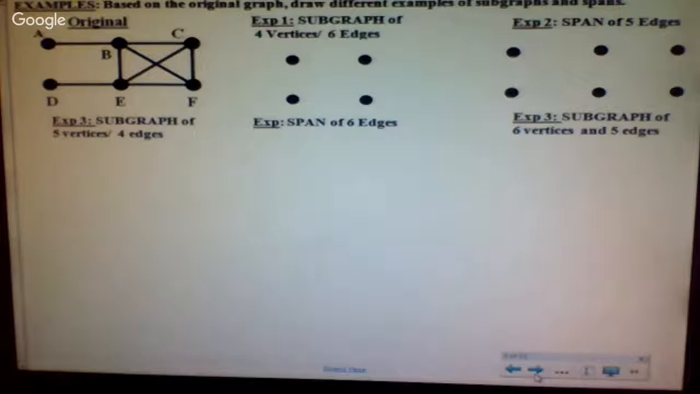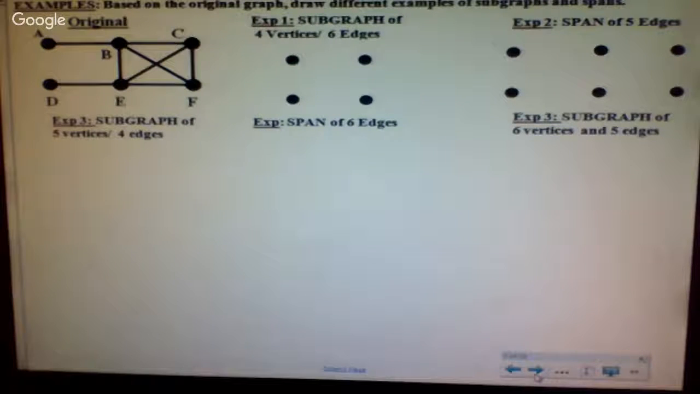Okay. So what we're going to do is we're now going to create some subgraphs and some spans. We're going to start with subgraphs, and we're going to do all the subgraphs. The subgraph is just a chunk of your graph.